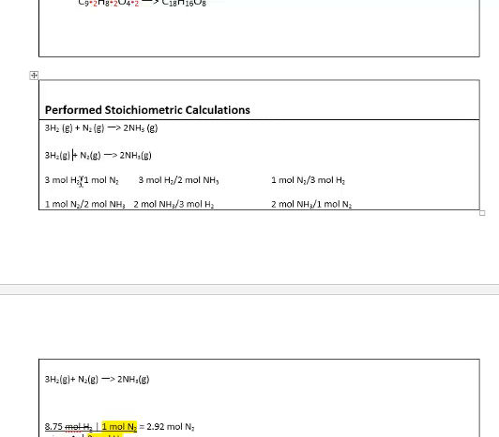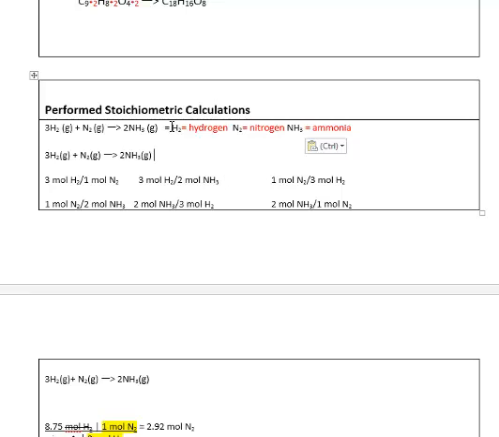3 moles of hydrogen per 1 mole of nitrogen. 3 moles of hydrogen per 2 moles of ammonia. 1 mole of nitrogen per 3 moles of hydrogen. 1 mole of nitrogen per 2 moles of ammonia. 2 moles of ammonia per 3 moles of hydrogen. 2 moles of ammonia per 1 mole of nitrogen.